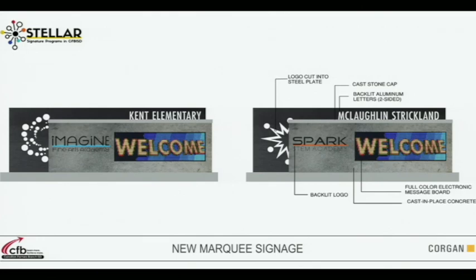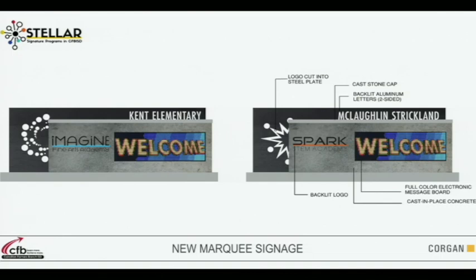Yes, ma'am. On the marquees, was it a decision not to include the CFB logo on the marquees? I feel like that's what people first see when they're approaching a school, and I want people to know that's a CFB school. I love these names, but it's CFB.